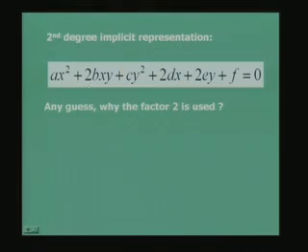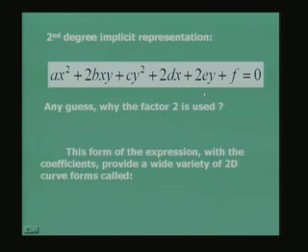But also you can represent a second degree implicit form without this factor 2. Nobody stops you from doing that. Okay. But there is a mathematical reason and a logical reason, also later on we will see why this factor 2 is used. Okay. So, you can keep guessing why there is a factor 2 used along with the coefficients b, d and e only, but not with a, c and f. Okay. So, this form of the expression with the coefficients provides a wide variety of 2D curve forms which are called the conic sections.